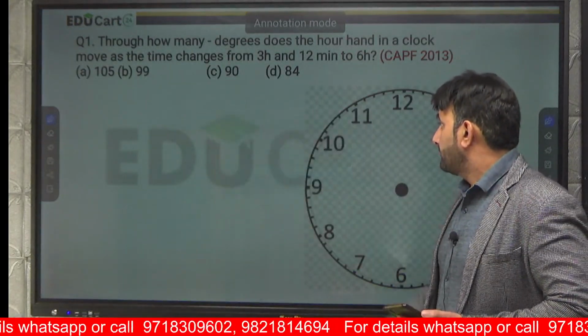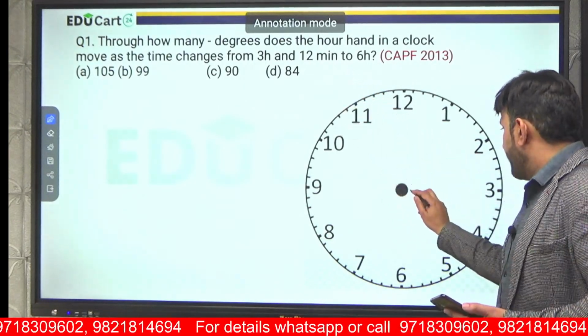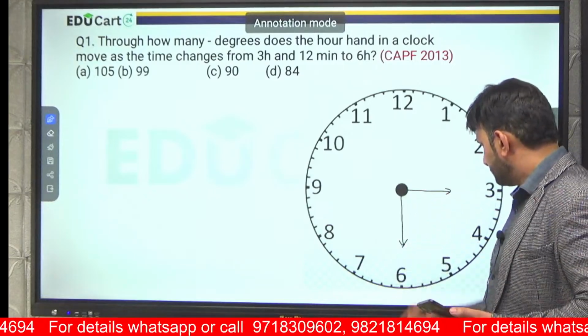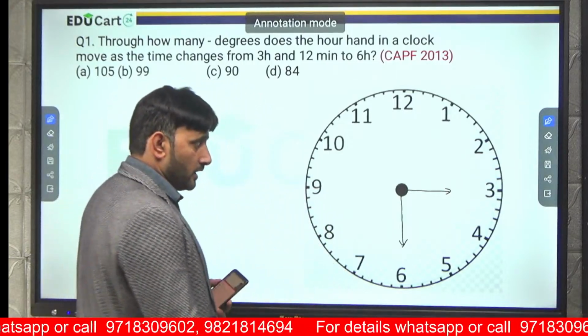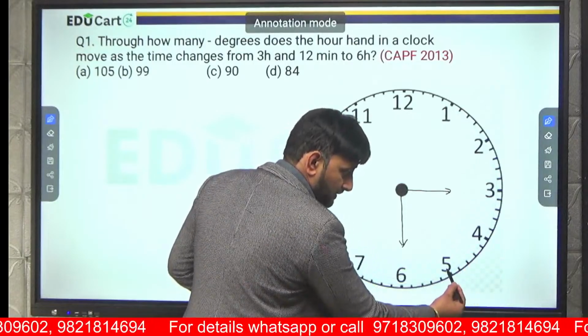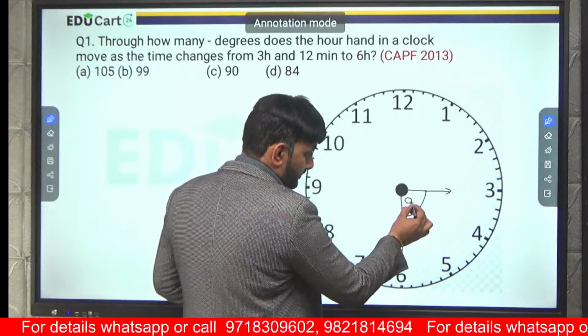Now, suppose this is the clock. What is the angle between 3 and 6? This is 90 degree. From 3 to 4, 30. Then 4 to 5, 30. Then 5 to 6 also 30. So this angle is 90 degree.